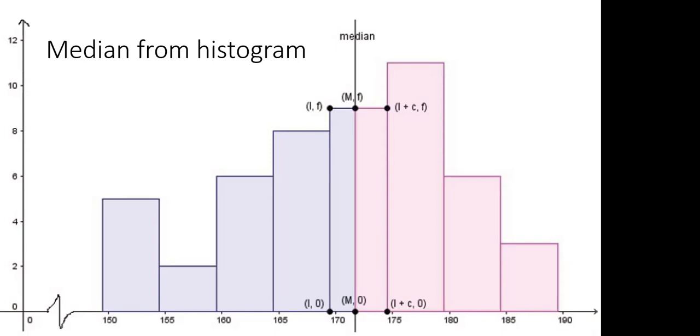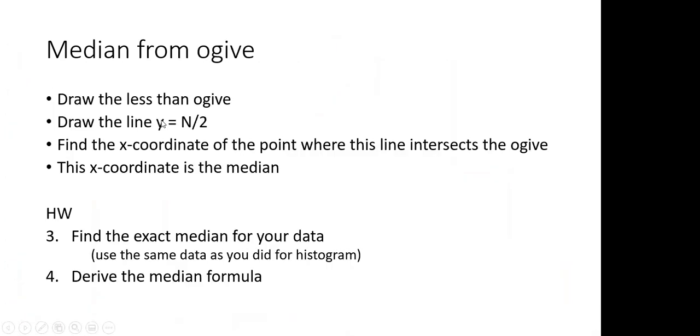Now let's get to the next one. Median from Ogive. Now you all know how to draw the less than Ogive, right? Whatever errors you made, now you can fix that. Again, you know median is something that halves it, right? So you now need to find out. This is a curve that grows up.